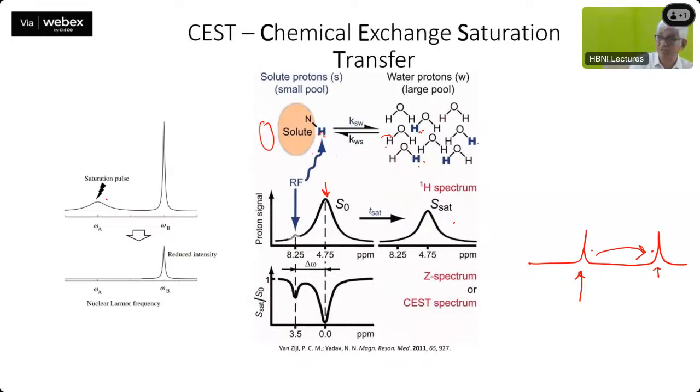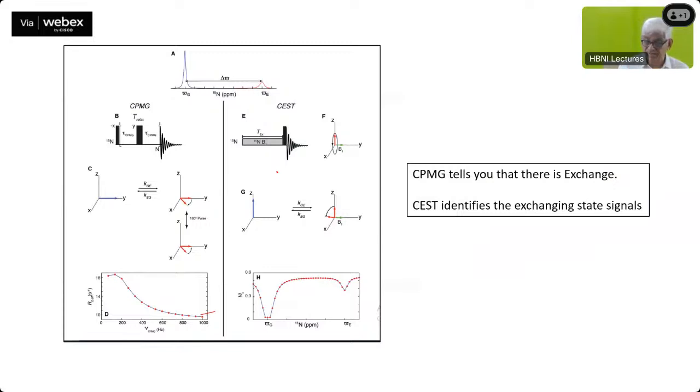Signal may or may not be seen. The signal is there. It's a broad signal, and you keep on varying this position here. Then somewhere it will hit. That means that particular residue is interacting, exchanging with this. And that is an extremely powerful tool to identify the exchanging state. What is the chemical shift of the exchanging state? You can figure that out.